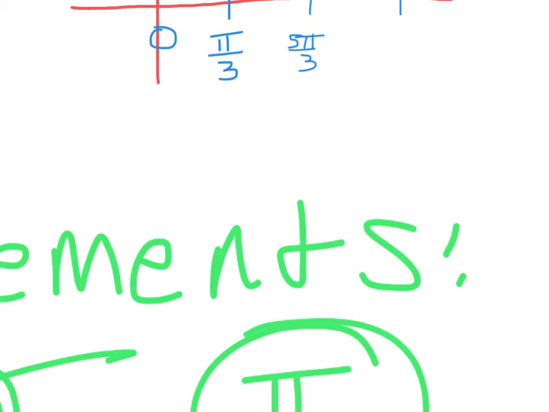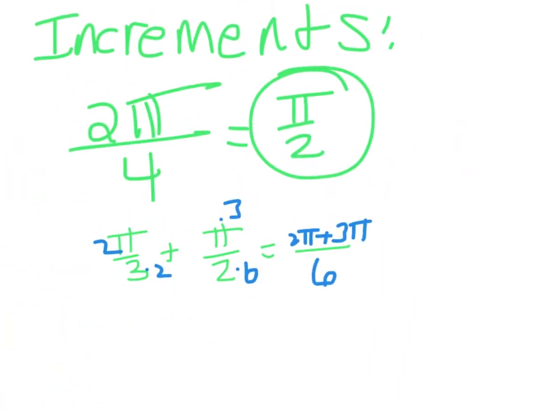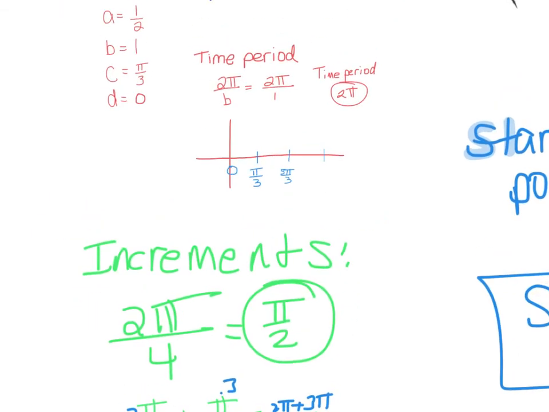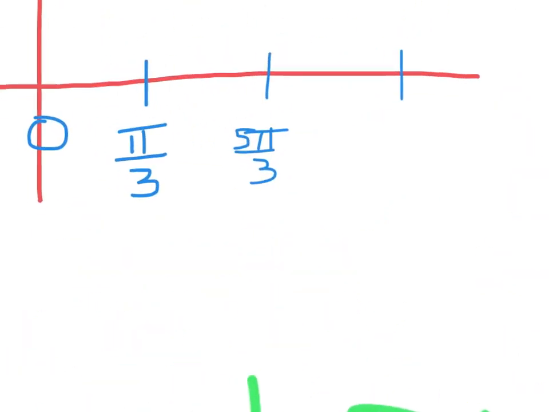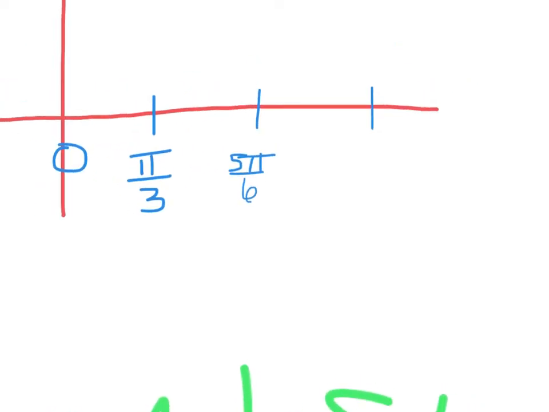How do I find where the next tick mark's going to be? Miss Meadows, isn't that over 6? Yeah, I didn't mean to write that, I was looking at the 3. Thank you. You'll see why I wrote that in a second. So 5 pi over 6.